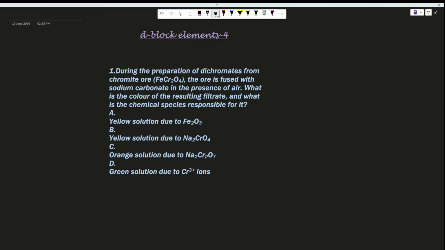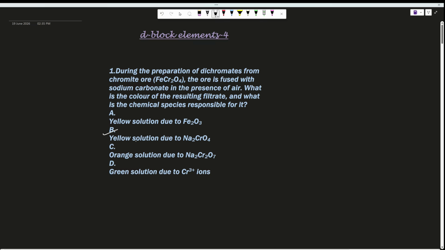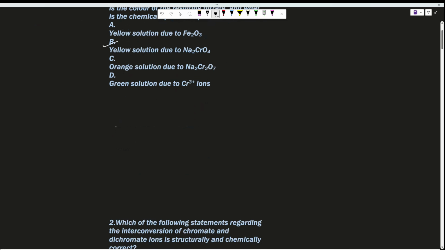During the preparation of dichromates from chromite ore, the ore is fused with sodium carbonate in the presence of air. What is the color of the resulting filtrate and what is the chemical species responsible for it? During the reaction, this chromite ore is treated with sodium carbonate and oxygen, right? You have written this reaction multiple times in your PU exams also. So, the product is sodium chromate, Na2CrO4, and it is yellow in color. Okay. Next.